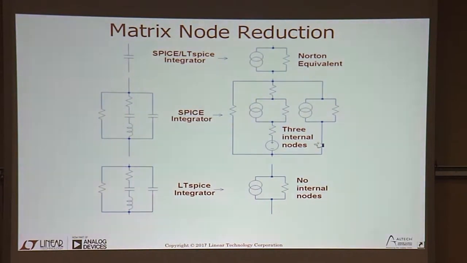LTspice doesn't have one integrator in it. It has 36 different integrators that integrate different two-terminal linear networks to one Norton equivalent circuit with no internal nodes, and that is why it runs faster, because it doesn't have internal nodes.